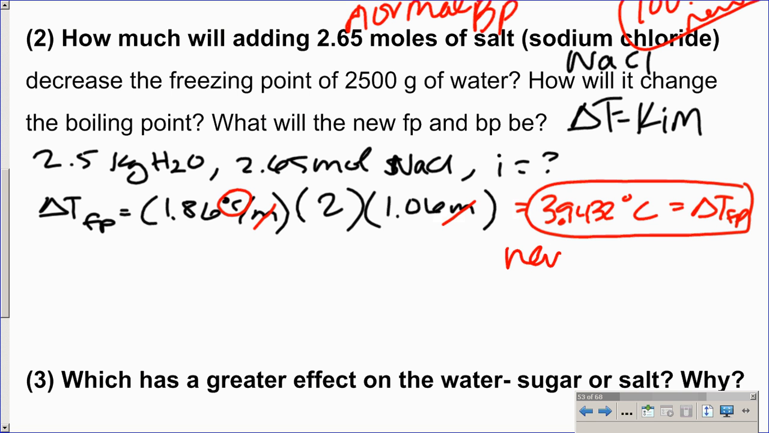Right, and so you don't have to show me 0 minus delta T. I know that you can do that right in your head. So you can write just new FP, new freezing point, negative 3.94 degrees C. I know you can subtract from 0. All right, so then how do you get the boiling point elevation?